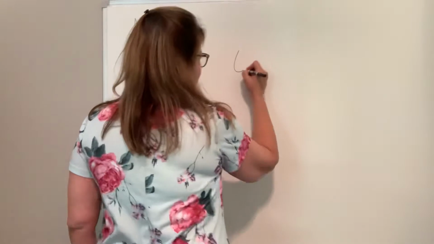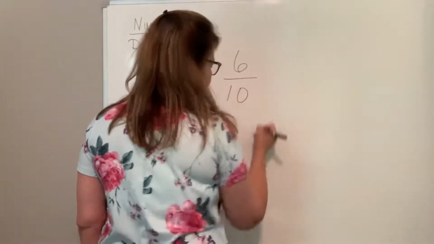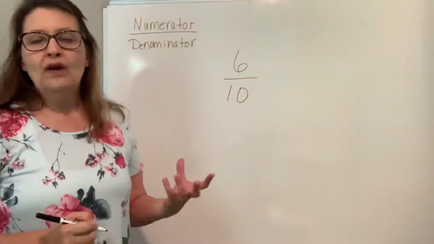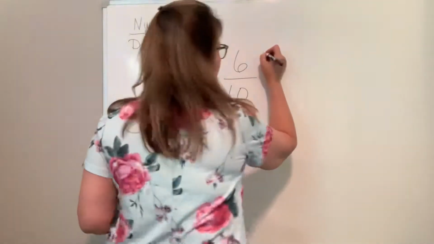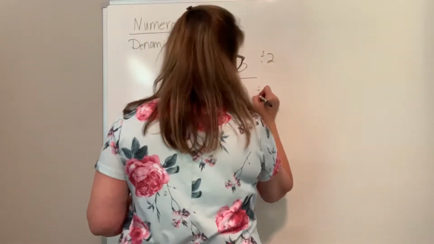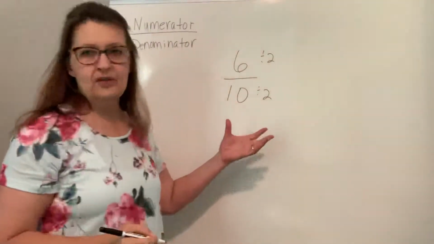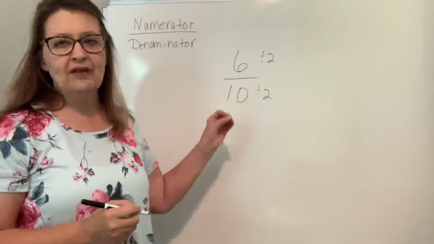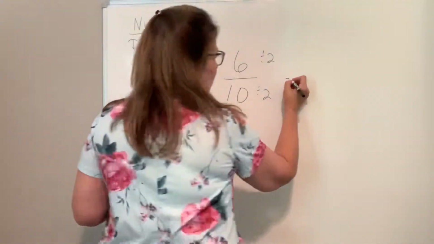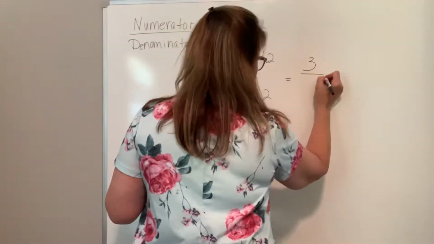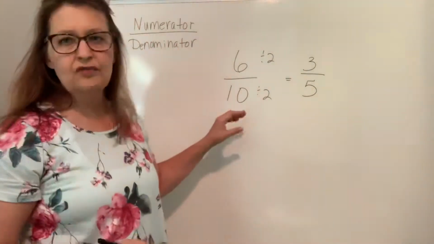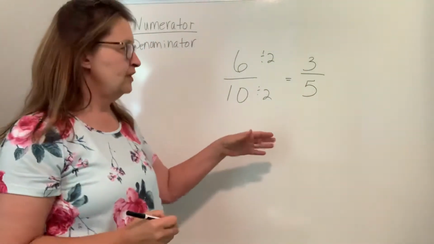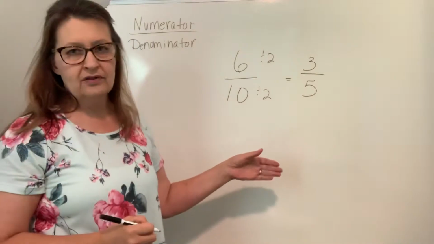So let's just take 6/10. What number will go into 6 and 10? Well, 2 will. So we're going to divide the top number by 2 and the bottom number by 2. If you do the same thing to the top and the bottom, you're okay. 6 divided by 2 gives you 3. 10 divided by 2 is 5. So the reduced form of this fraction is 3/5. That's how you'd want to leave your answer, okay?